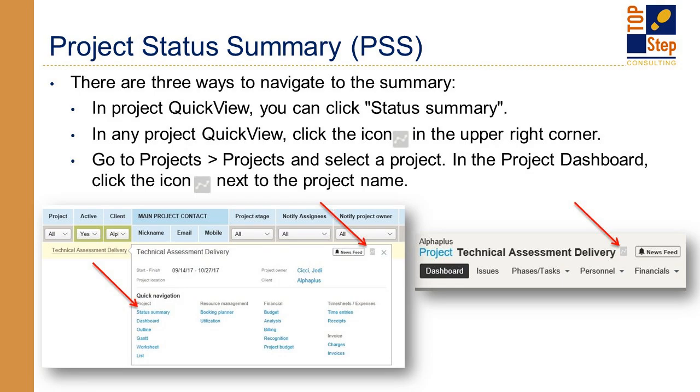So there are three ways to find the project status summaries. In the Quick View feature, that is either listed here as Status Summary or this icon in the upper right-hand corner. Or if you click on a project, next to the project name, you'll have that same icon that you can click on.